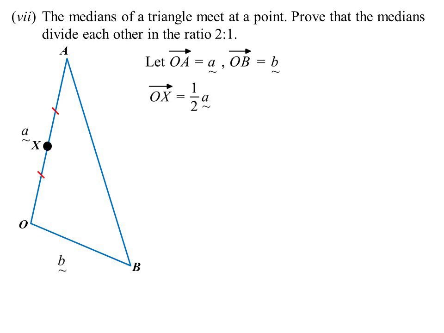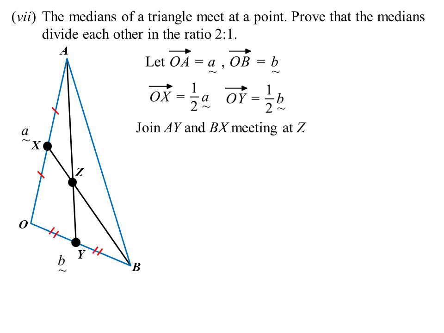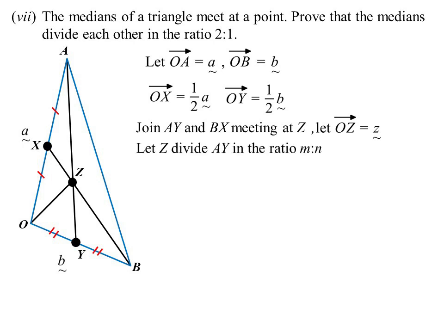X, I'll call the midpoint, because remember a median is a line that joins the midpoint on one side to the vertex, the opposite vertex. So I'll need that. I'll call that one X, and I'll call that one Y, and I'll just draw those two medians in, and I'll say they'll meet at Z. I'm also then going to join O to Z. Let Z divide AY in the ratio M to N. The vector AZ over the vector ZY would be in the ratio M to N.